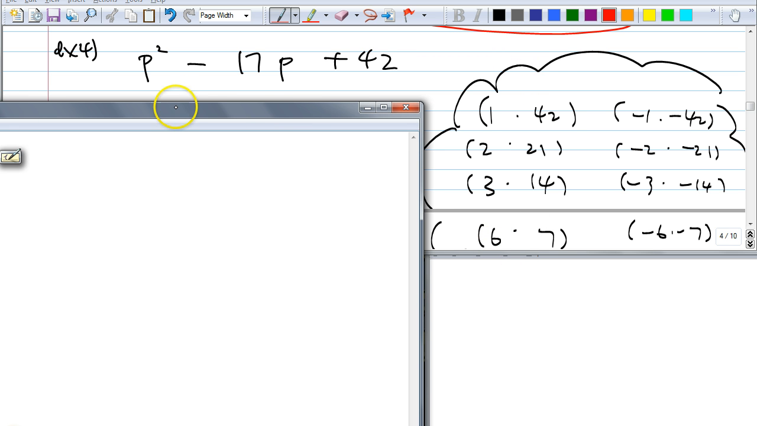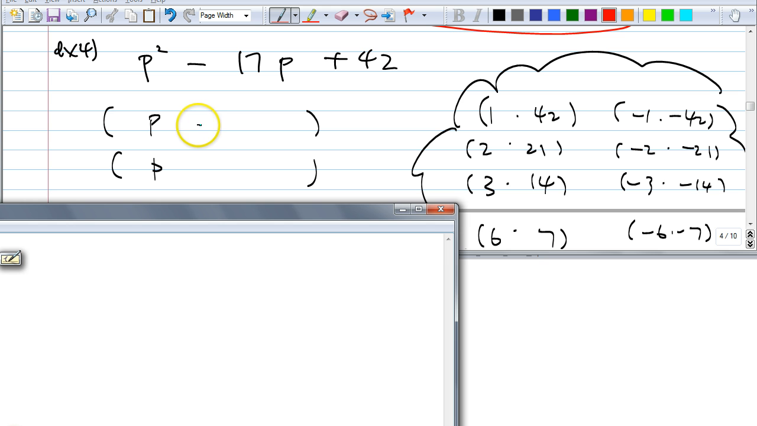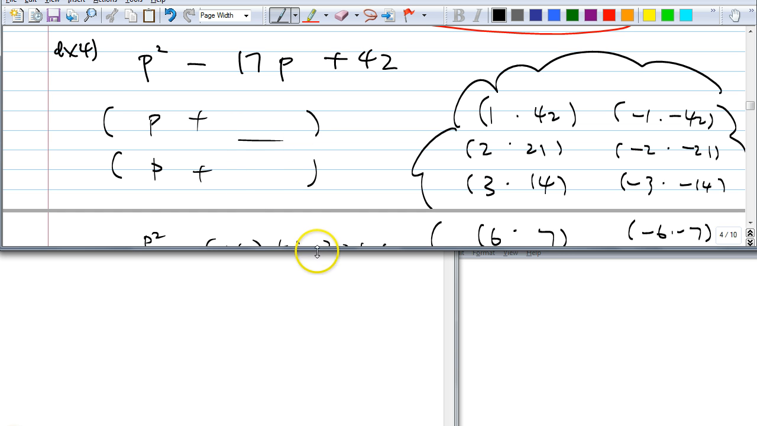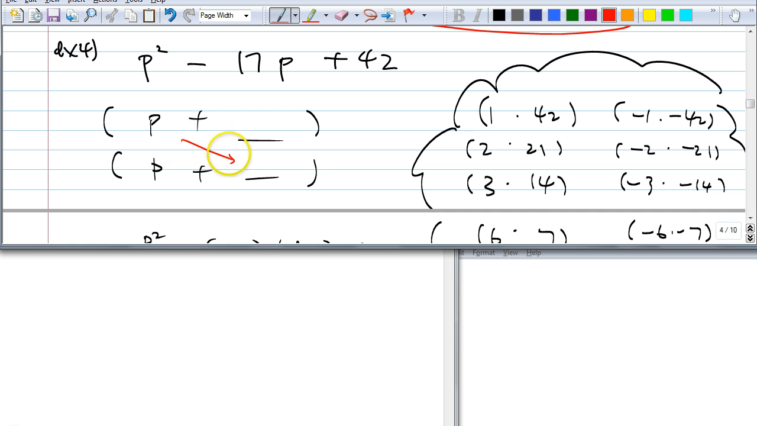Now, we know if you have p squared, it's going to be a multiplication of two binomials. So what are you going to have? P and P there. I want you to write always plus here. Then what do we need here, so that we get what we need? Of course, please remember, the middle term is where you do that cross. Pretty straightforward. Matthew, what do you think?